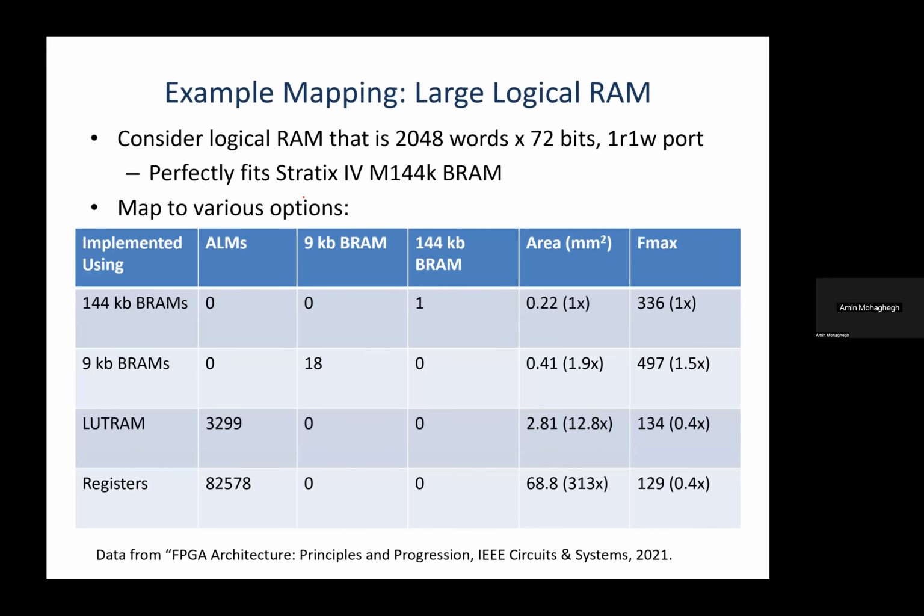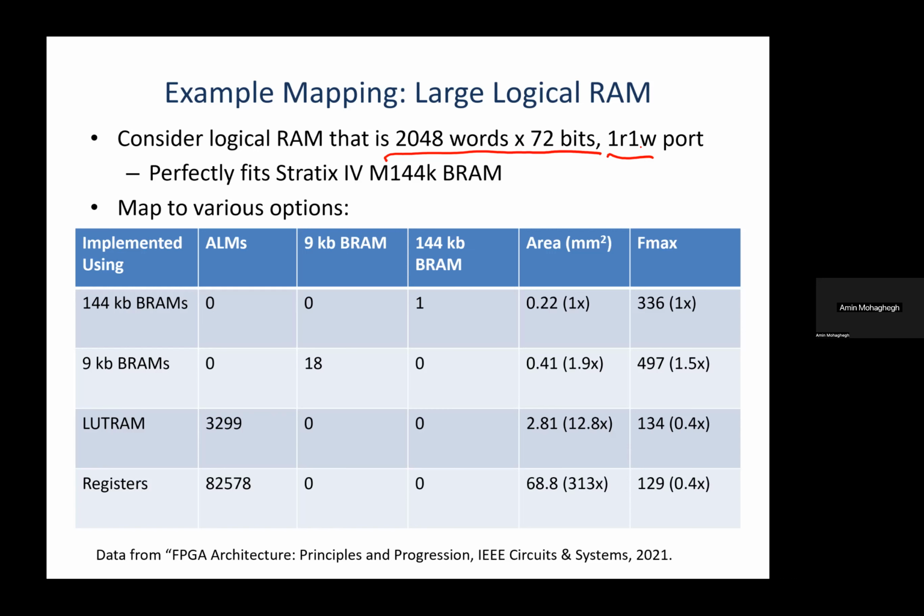Just to get a sense of the trade-off space, these are data on how much area a couple of different logical RAMs would take to map to different solutions. So I'm going to start with a large logical RAM. I've got 2048 words, and each word is 72 bits wide. So this is a big RAM, right? I might use this for storing part of my packet storage or a program or something, but it's pretty big.